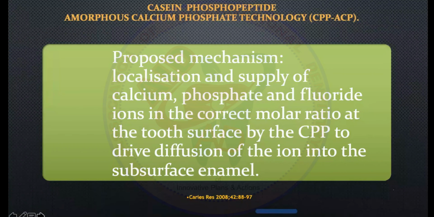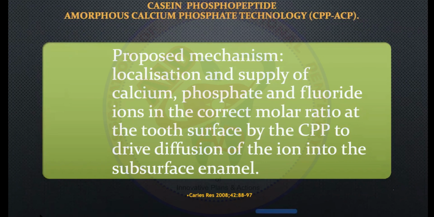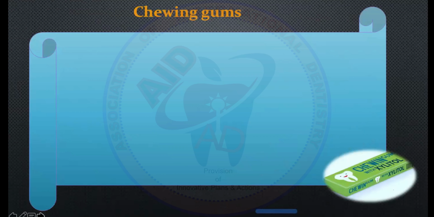Then we have a very common product which is available as GC Tooth Mousse, GC Tooth Mousse Plus. This is casein phosphopeptide, and this contains CPP-ACP, and basically this provides calcium and phosphate for the surface.